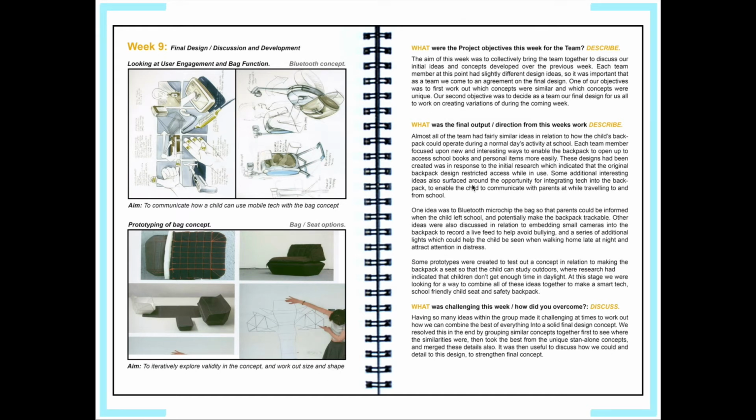And then there's 3 main questions to answer at this stage within the design and development part of the report. What was the project objectives this week for the team? So here you just talk about what the team was doing this week generally. What were your objectives for this week? What did you need to achieve? And what was the final output or direction from this week's work? So you can talk about what actually happened.